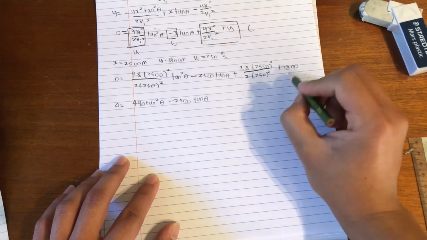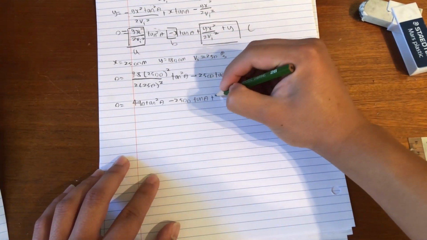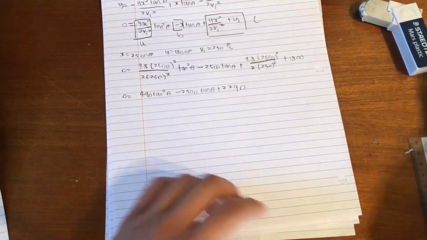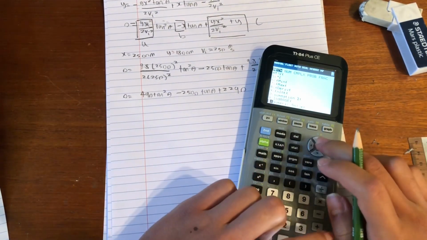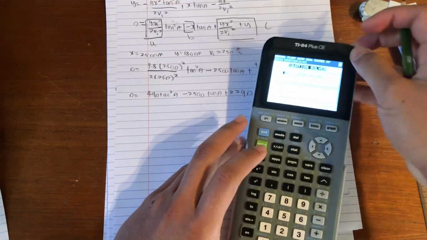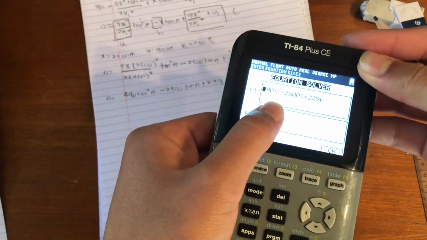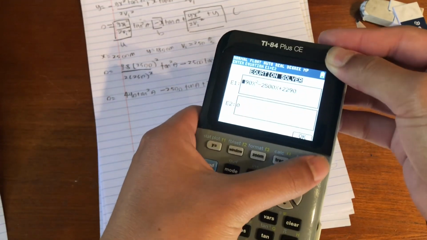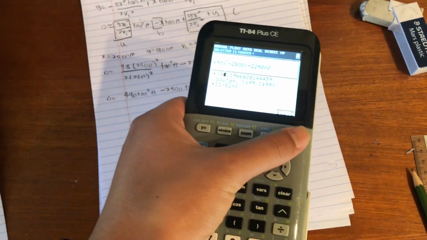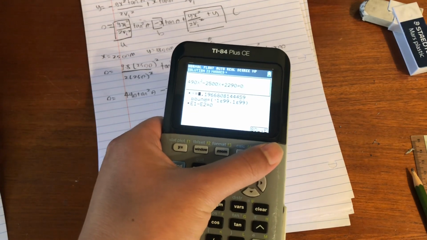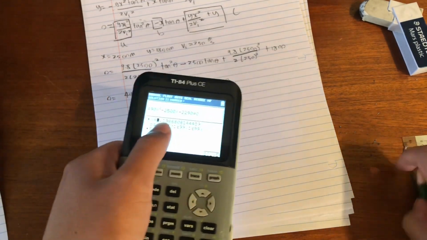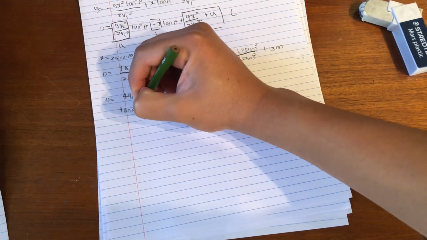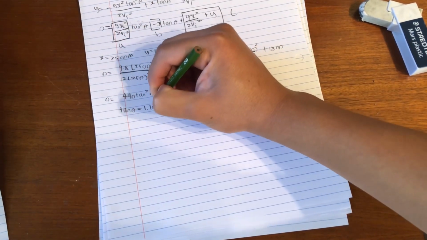And all this, when you add it together, you get plus 2,290. So plug that into our quadratic equation solver. I already have it out here. 490 x squared minus 2,500x plus 290. Plug that in, and you'll get 1.197. So you'll get tangent theta equals 1.197.